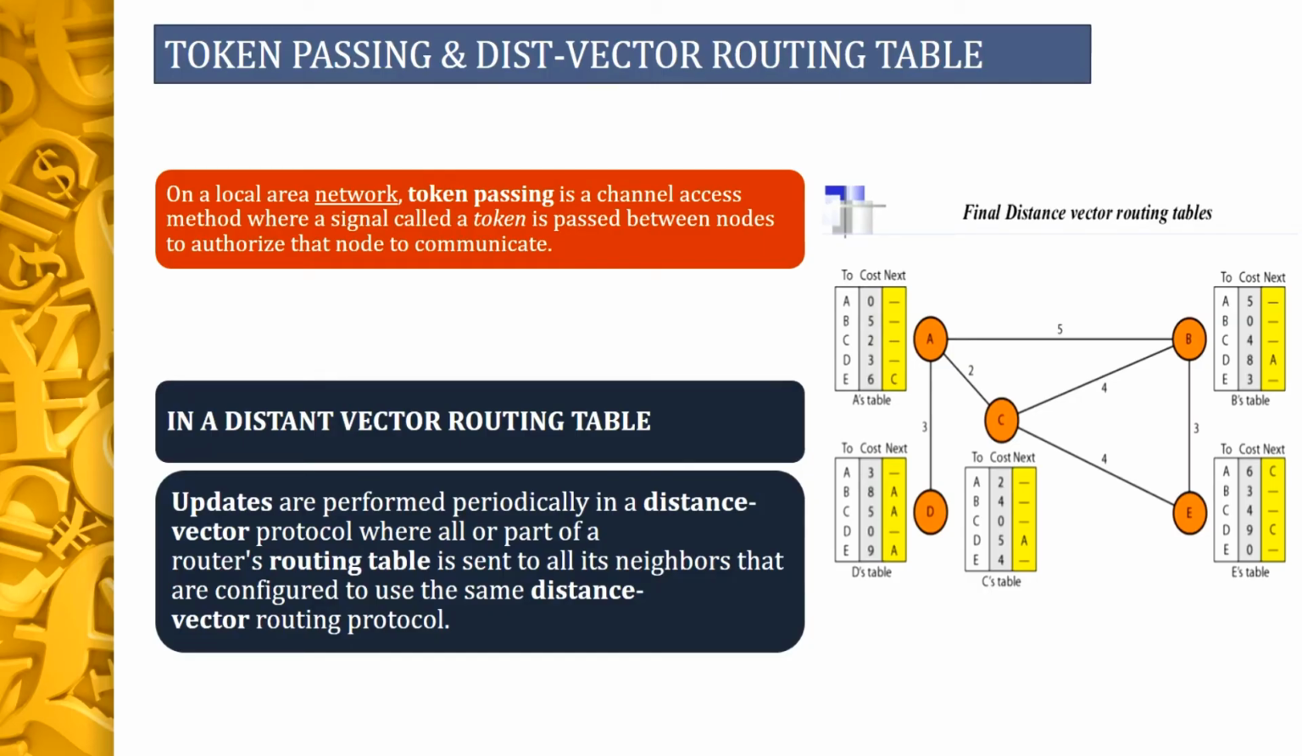Similarly, the concept of token passing is, on a local area network, token passing is a channel access method where a signal called token is passed between nodes to authorize that node to communicate. Suppose C has that capability of token passing. We are authorizing that C, you are now capable of sending Bitcoin to B, E and A. So when we are authorizing C, we are giving it the capacity of transferring the Bitcoins. That capacity is nothing but what is termed token passing, that is giving authorization that you have the capability of transferring.